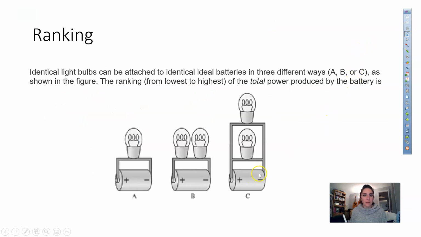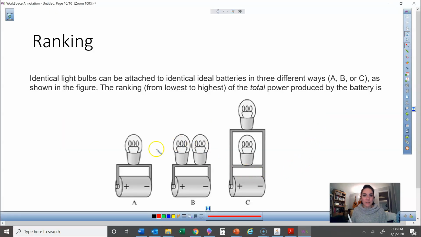So same thing, rank the bulbs in terms of brightness. Definitely take a stab at this first before I do it. But it would be total power produced by the battery. It would be this: C, A, and B.